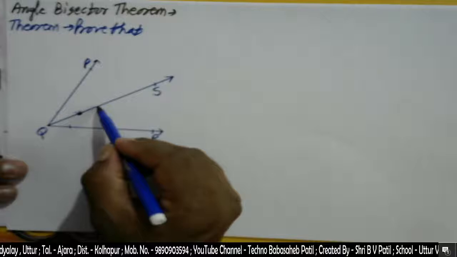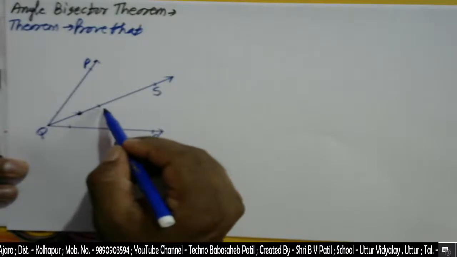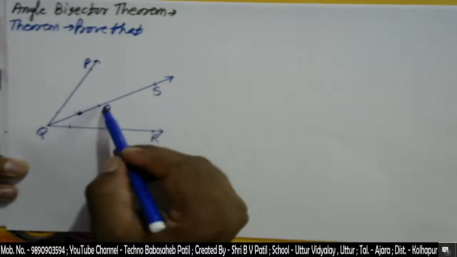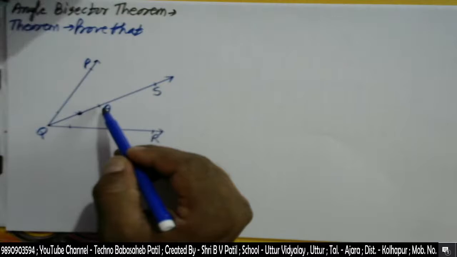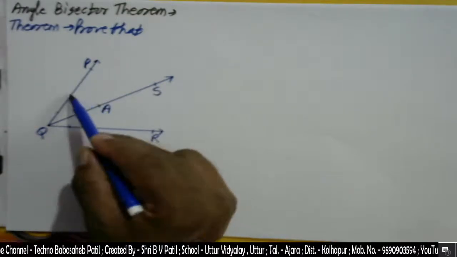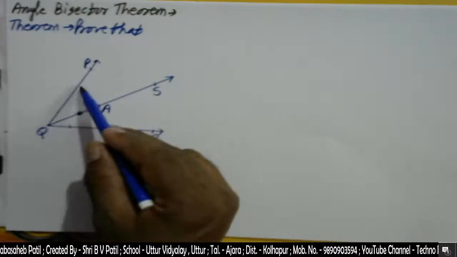Then we take here point A, and we want its distance from the sides of the angle.